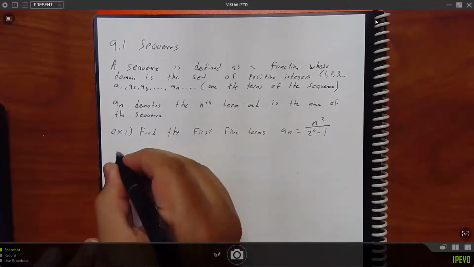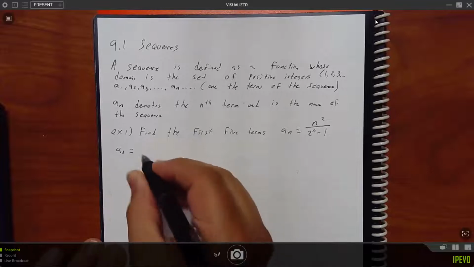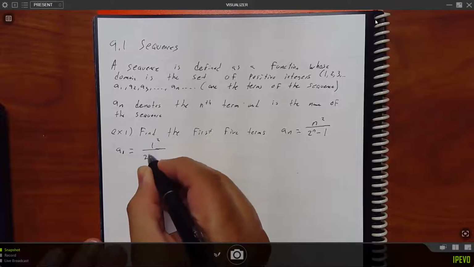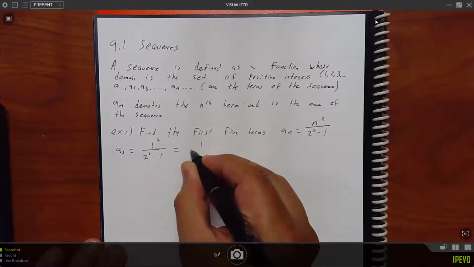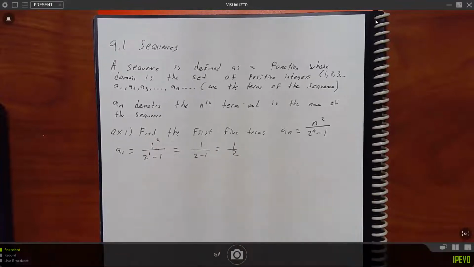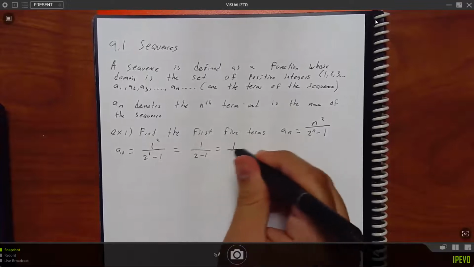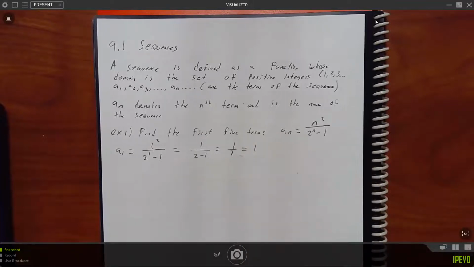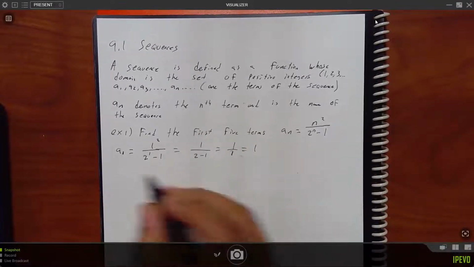So the first term would be denoted as a1, which means you plug in a 1, and you get 1 over 2 minus 1. One half, right? Is that right? No, that's not right. 2 minus 1 is 1. So that is my first term, a sub 1.